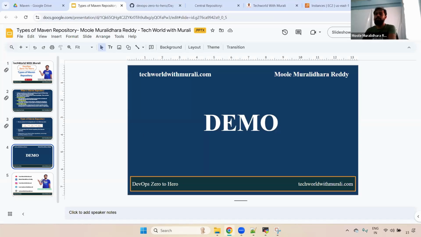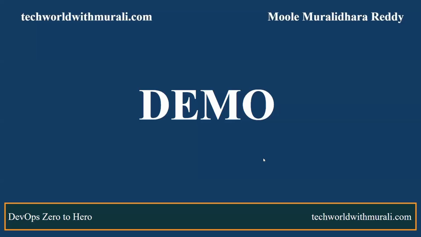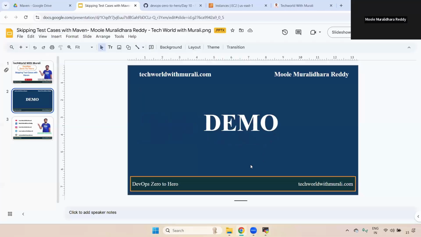Any questions now? Now we are going to discuss skipping test cases with Maven. Let's see the demo so that you will get some idea. Why do we need to skip the test cases? Some use cases: when they build the application, either manually or through a CI/CD tool like Jenkins, every time they don't need to run test cases. So what we can do is skip those test cases.